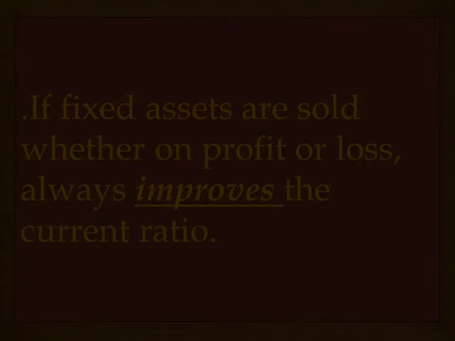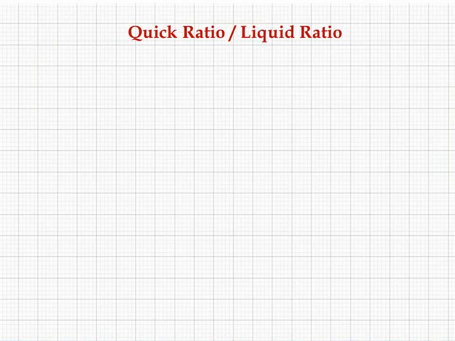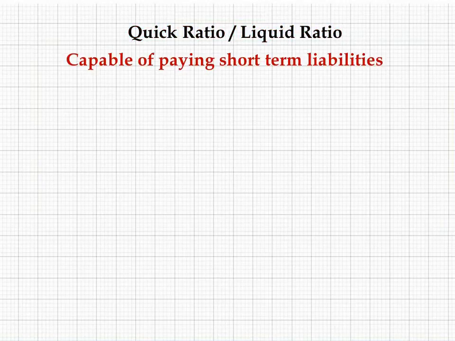Now we'll talk about quick ratio. It's also called liquid ratio. Actually, this ratio tells whether the firm is capable of paying its short-term liabilities. Here, short-term liability means those which are to be paid within 1 month. So whether the firm can pay the current liabilities within 1 month or not.